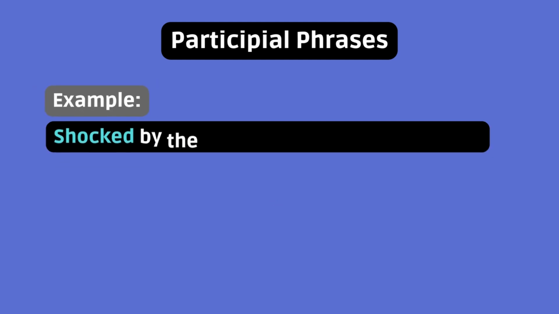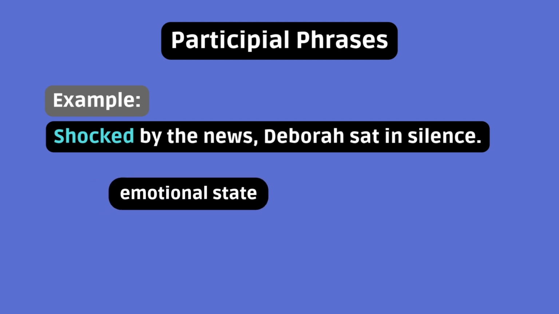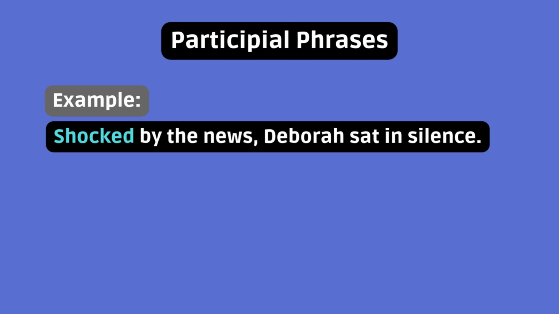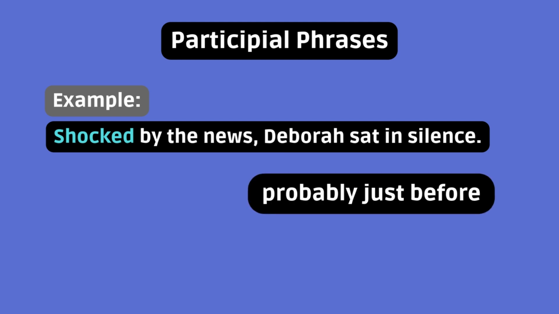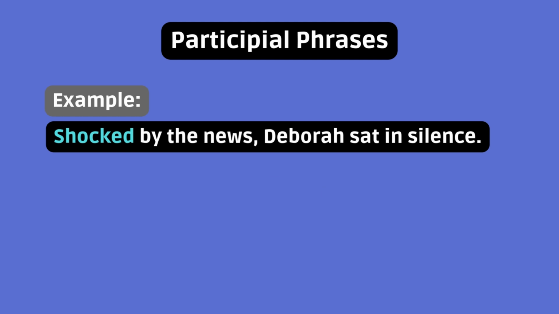Example, shocked by the news, Deborah sat in silence. The past participial phrase, shocked by the news, describes Deborah, telling us more about her emotional state. The use of the past participle tells us that the shock happened before, probably just before, she sat in silence.